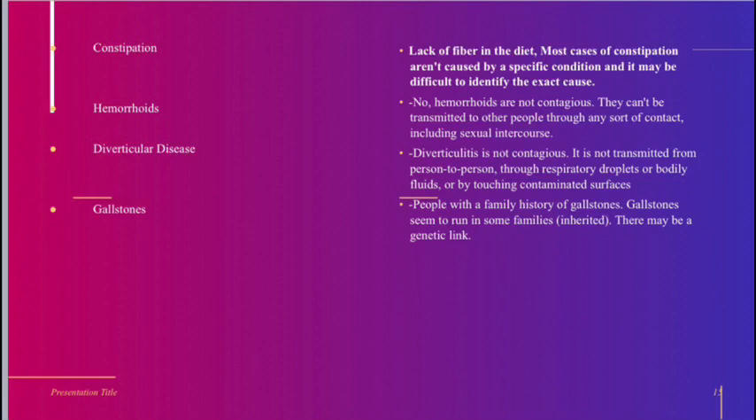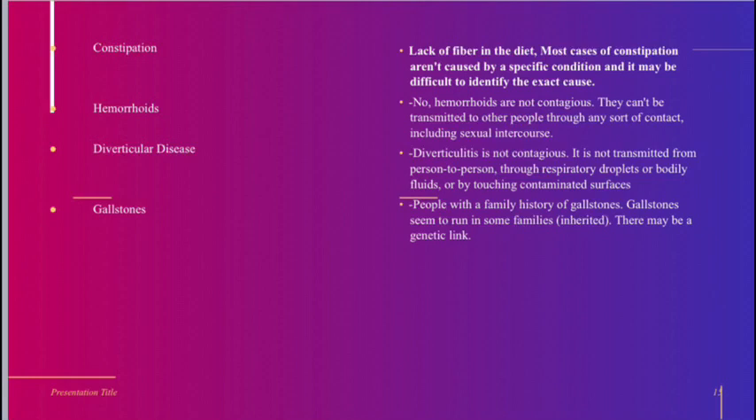The next one is the diverticular disease, or diverticulitis. It is not contagious also. It is not transmitted from person to person. Last one is the gallstones. Usually it occurs when sa family ninyo one of your family members has a gallstone history. Gallstones seem to run in some families, or it is inherited. There may be a genetic link.